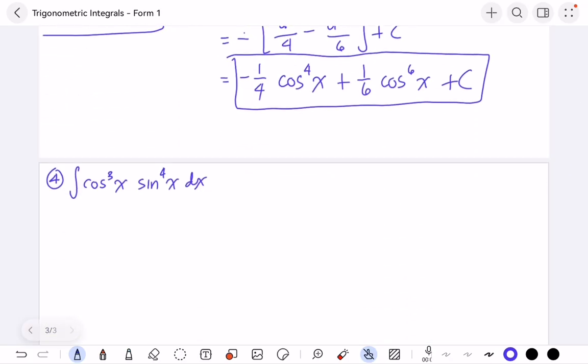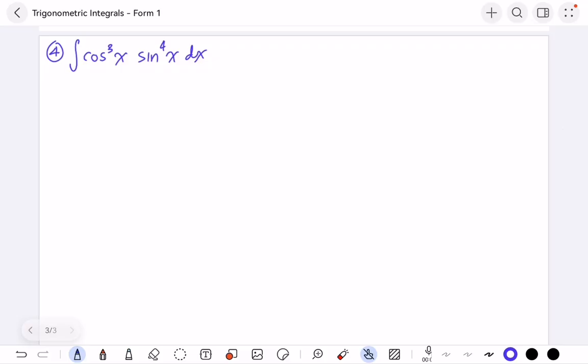Okay, let's proceed to another example. Integral of cosine cube x sine to the 4th x dx. As you can see, only the exponent of cosine is odd. So of course, we separate it. If I factor out one cosine, I'll be left with cosine square x. Copy sine to the 4th x and write the cosine x that I reserved for du.